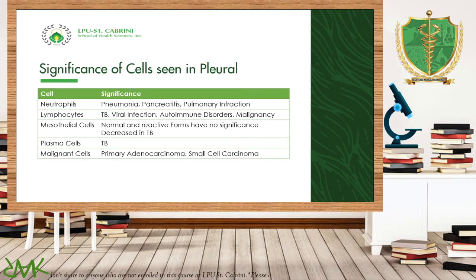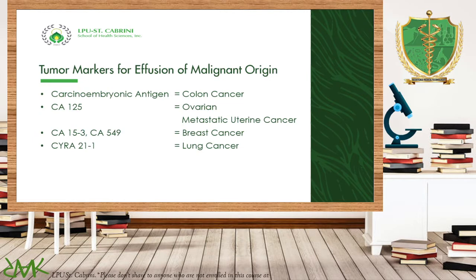And for malignant cells, from the word itself, malignant cells are clinically significant with primary adenocarcinoma and small cell carcinoma. So these are the tumor markers that can be used for effusion of malignant origin, which means cancers. Now remember, guys, when we say tumor markers, tumor markers are not used for diagnosis of cancer, but for monitoring of the treatment and the possible recurrence of the cancer.